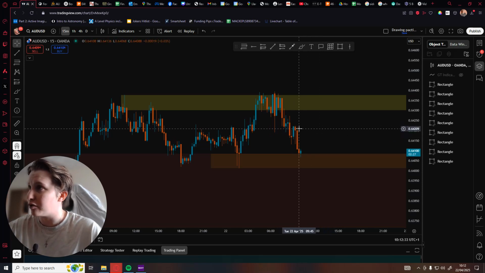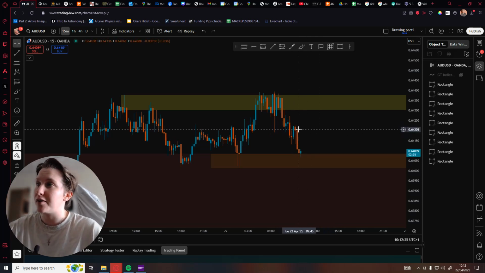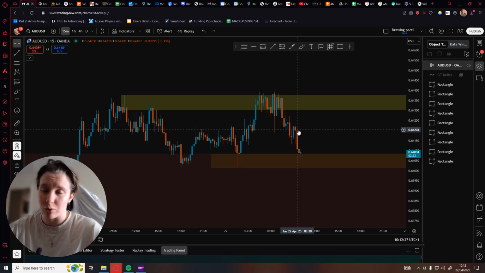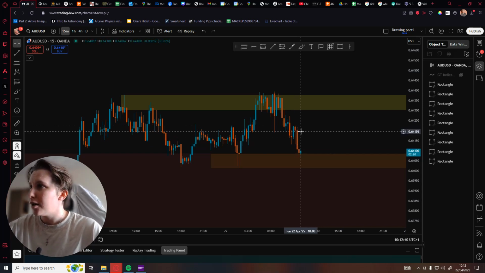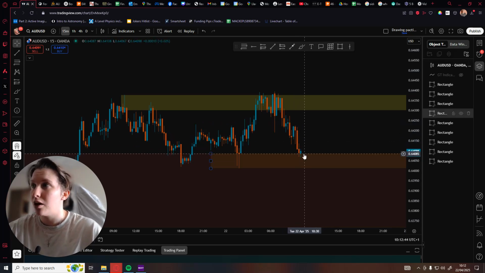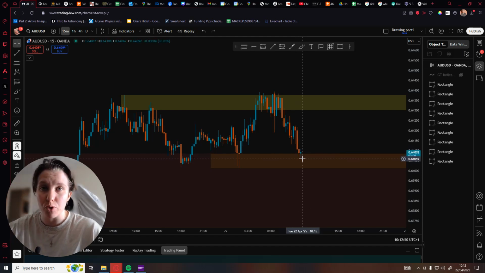I'm not going to use that as confirmation, because liquidity on the 15-minute isn't as strong as the 1 hour or the 4 hour or the daily, for example. But it's something to bear in mind. But this shift does mean that price is pushing down. So I need to see a strong rejection in this area and a confirmation that price wants to move up.